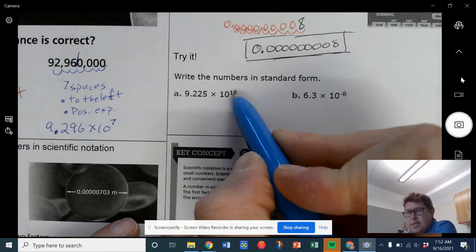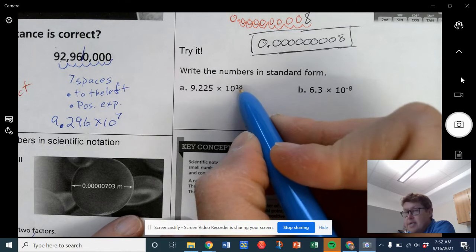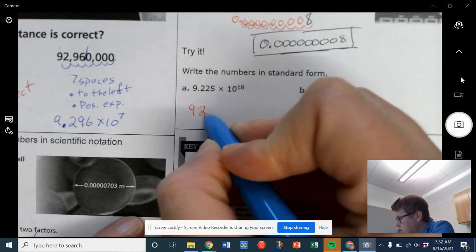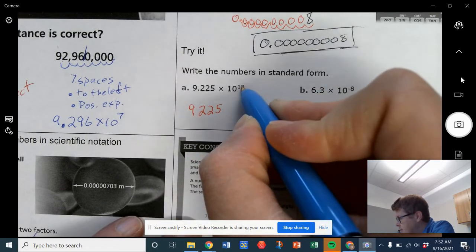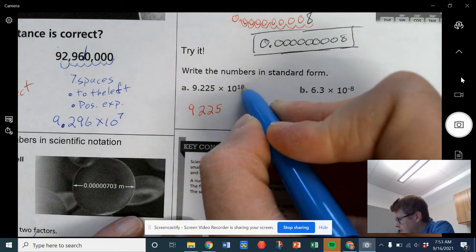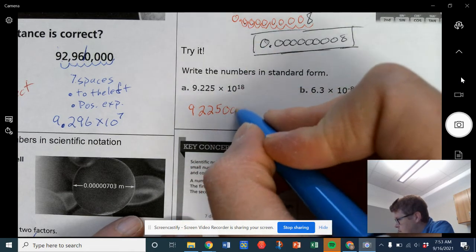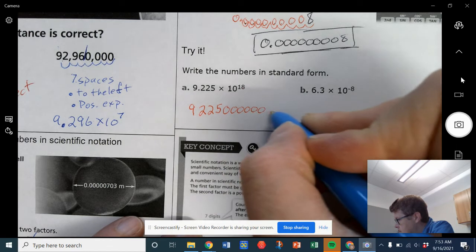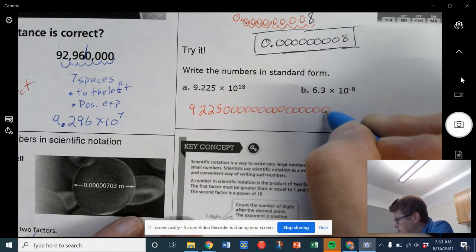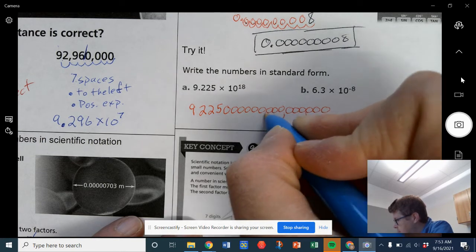Okay, so we got 18 zeros right here, 18 spaces technically, because these aren't zeros, but they are spaces, right? So I have this 9, 2, 2, 5, and to get to 18 spaces, I need 15 more. So 1, 2, 3, 4, 5, 6, 7, 8, 9, 10, 11, 12, 13, 14, 15. Then put your commas in every 3 spaces.